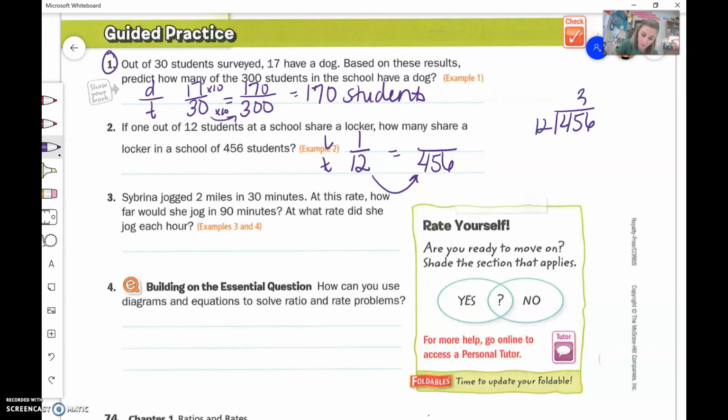I know that that can go in 3 times, which is 36. And when I subtract, I know that's 15, so that gives me 9, 96. And I know that 12 times 8 is 96. And so I know that I am multiplying by 38. So I'm going to come up here and I'm going to multiply that number by 38. So of a school of 456 students, 38 students share a locker.